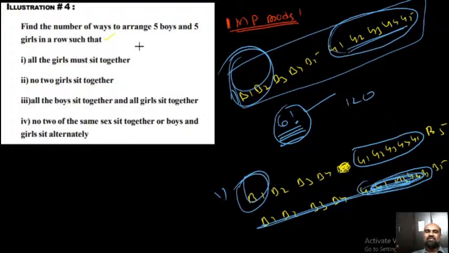But that is not mentioned in the problem. All sit together, that's all. It's not mentioned that the first girl takes the first place, the second girl the second place, and so on. That means the girls can change their places themselves. How many ways? 5 girls, 5 places. They can change their places in 5 factorial ways. So the total required permutation is 6 factorial into 5 factorial. This is the answer for the problem.